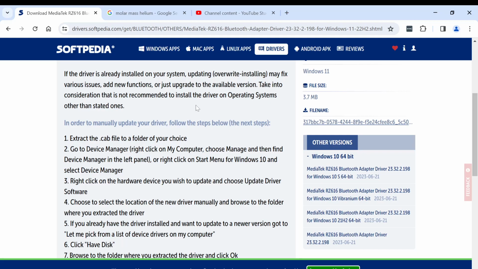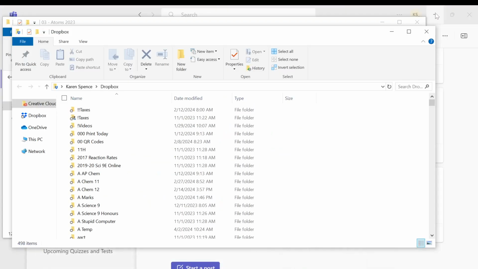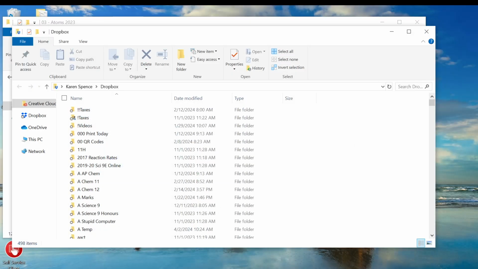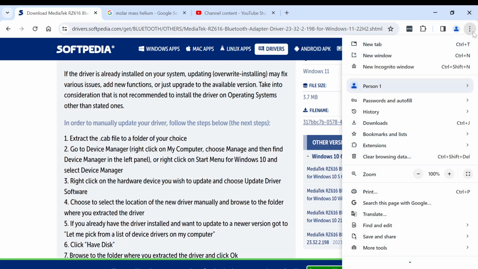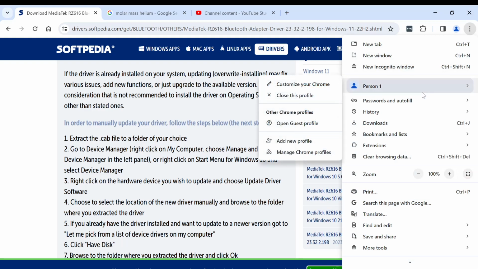Okay, dot cab. How do I extract the dot cab file? Where is it? Downloads. Hi. Do you need to be worried about this quiz? No, as long as I've looked over all this, you'll be fine. Don't sweat. Enjoy your lunch.